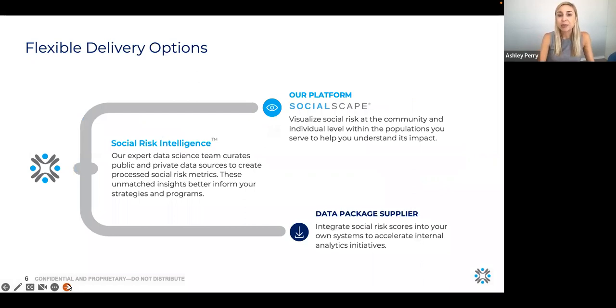How do we do this in terms of the delivery component of it? As I mentioned, it's really important to us that we both provide the access to your team to our platform. So you can log in and surf around your markets and look at your member population and see what risk looks like. But also we want to embed that risk intelligence into the work that you're doing today. And to that end, that's why we offer the data as something that can be integrated into your enterprise systems.